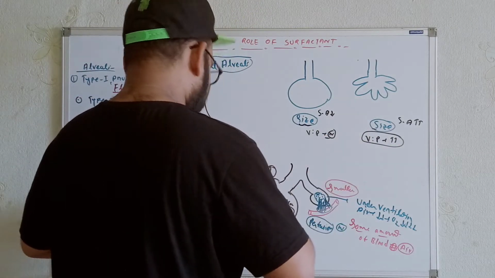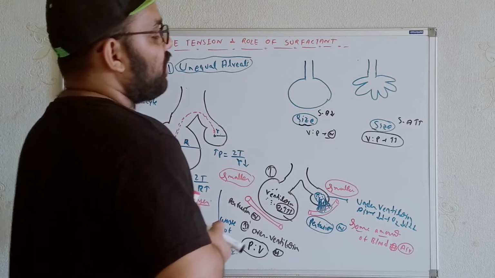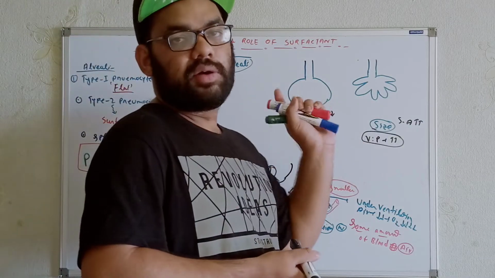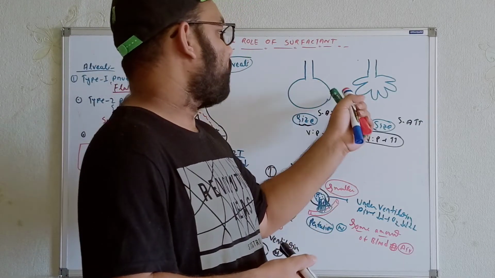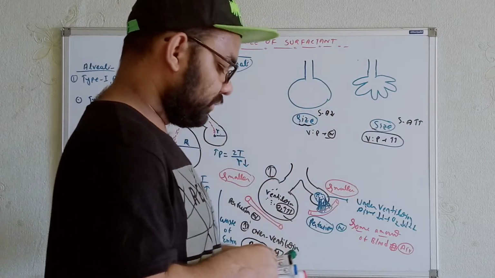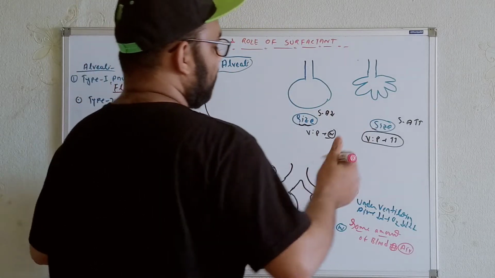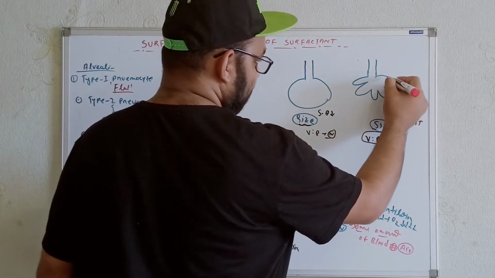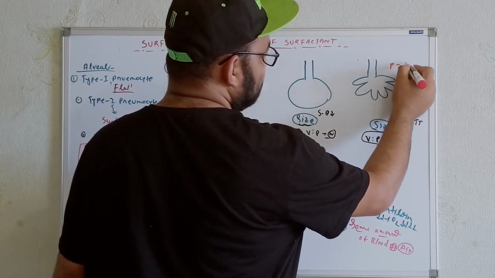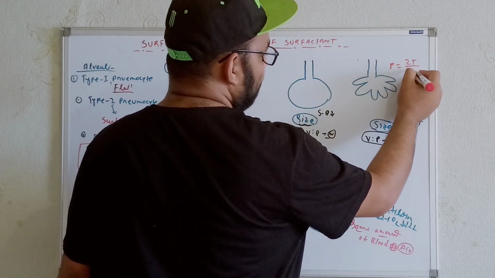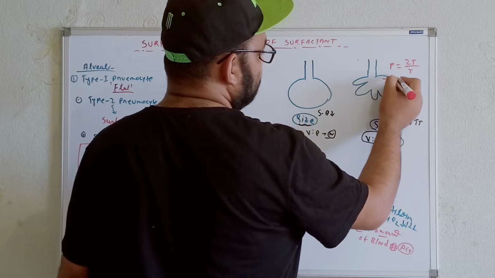But the problem is over here, because if we get more blood gas exchange, it's good for our lungs, for our health. But whatever problem we have to face in these cases is that if the size is less, what do we know? P equals 2T by R. For example, I am just taking the radius as R over here.